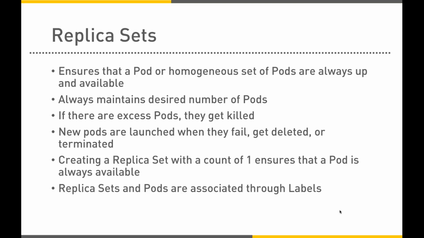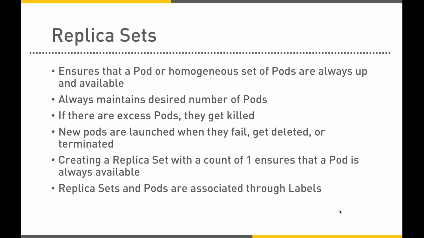So creating a replica set with a count of 1 ensures that a pod is always available. Like a mythological character, every time you kill a pod, another pod shows up. So it is impossible to delete a pod which is a part of a replica set. You can basically define your replica set with a count of 1 to make sure that even if a pod dies, it immediately shows up, because someone is monitoring what is the available count and what is the desired count, and ensuring that it is matching.